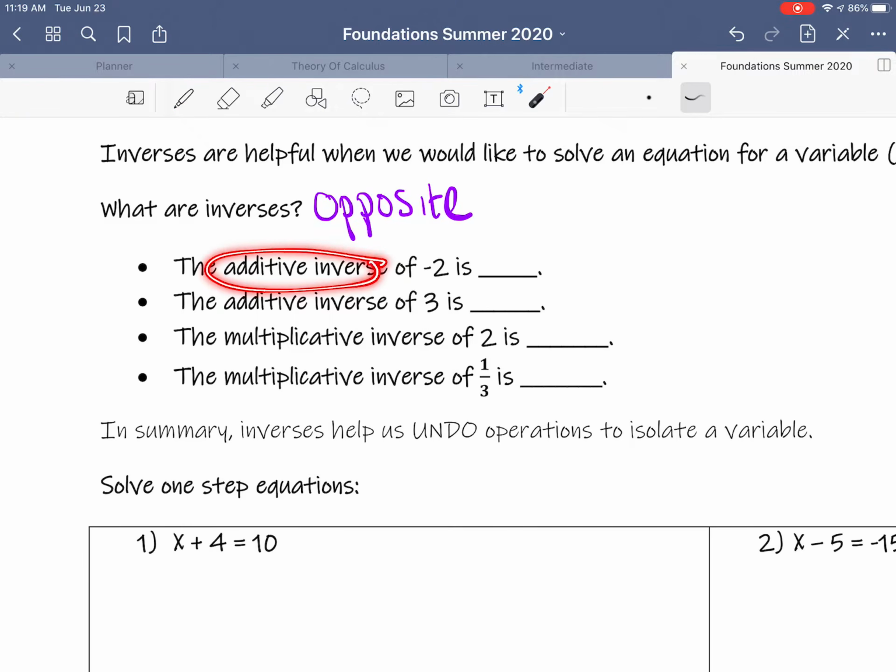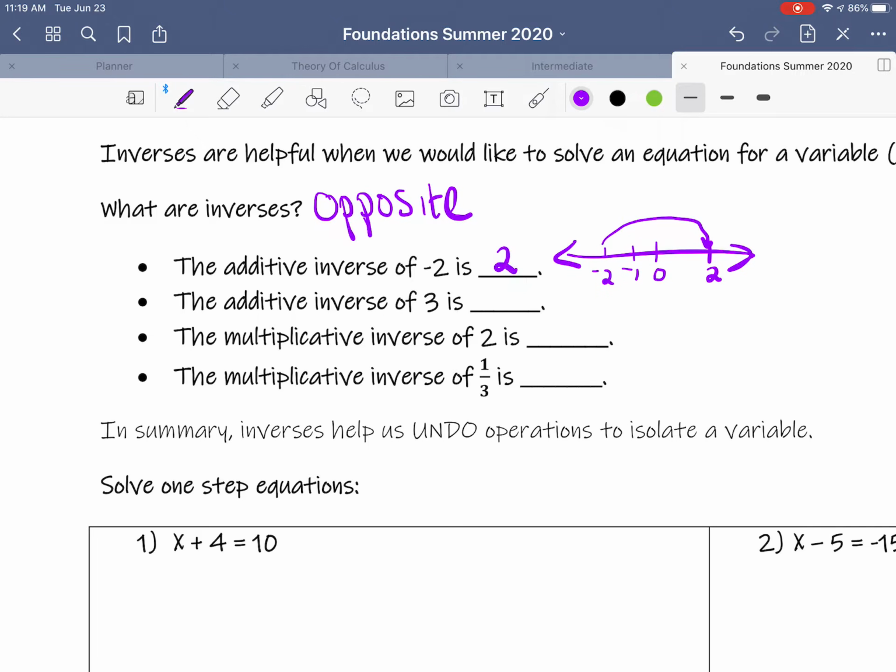There's two types of inverses. We have additive inverse and multiplicative inverse. So we're looking for the opposite using addition and the opposite using multiplication. So if we're thinking about an opposite when we talk about addition, we're looking for its symmetric opposite maybe on a number line. So if we had a number line and we have -2, its symmetric opposite would be +2. And then the additive inverse of +3 would be -3.